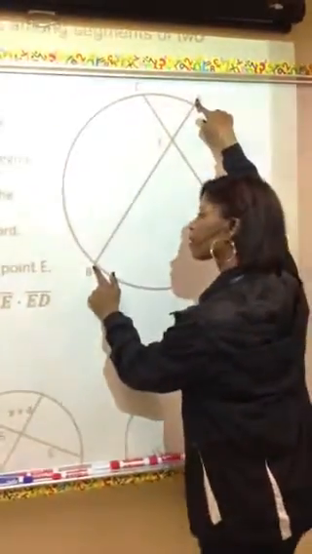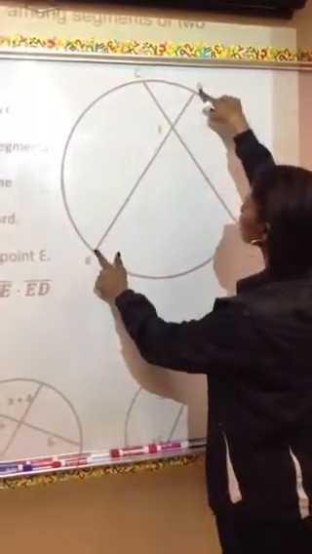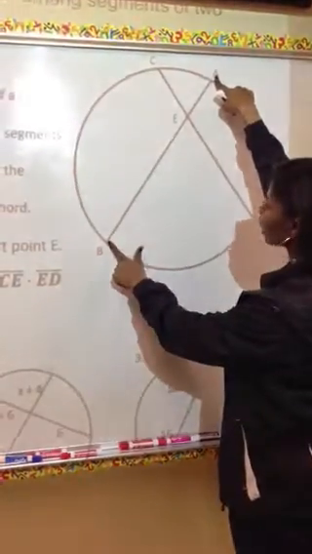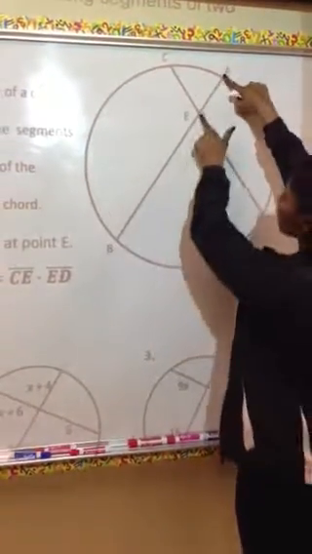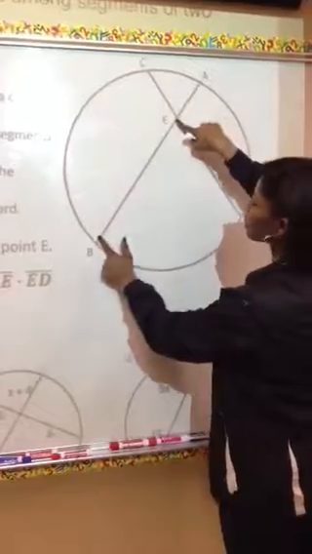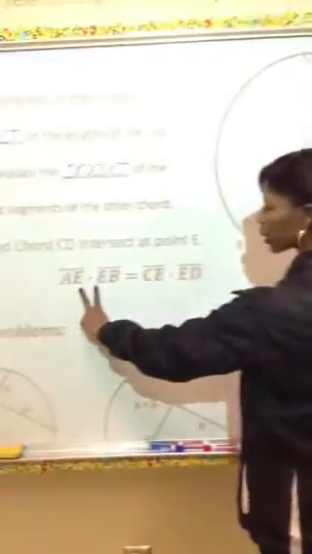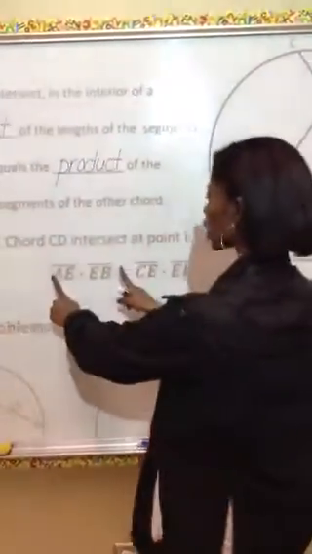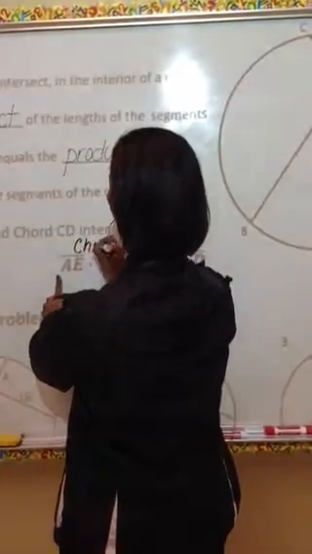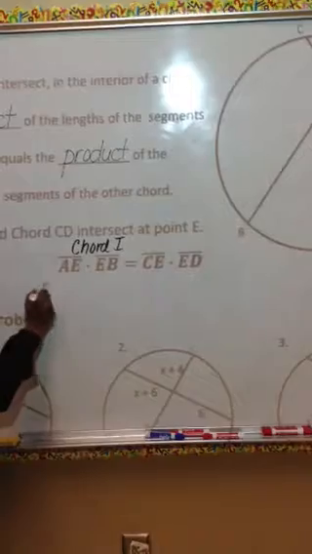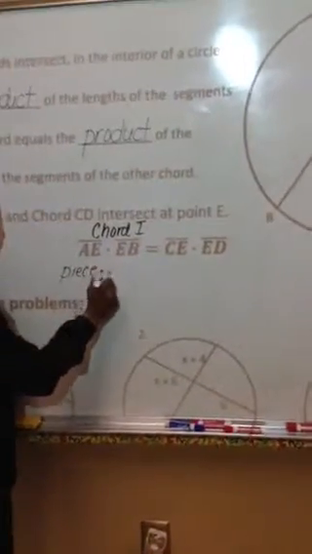Let's start with segment AB, this one chord. And I look at this as piece times piece. This segment is divided into two pieces. One piece is segment AE, the other piece is segment EB, as you see stated here. So, this is just one chord. Let's call this chord 1. For chord 1, we're going to find a product for its pieces. So we multiply piece times piece.